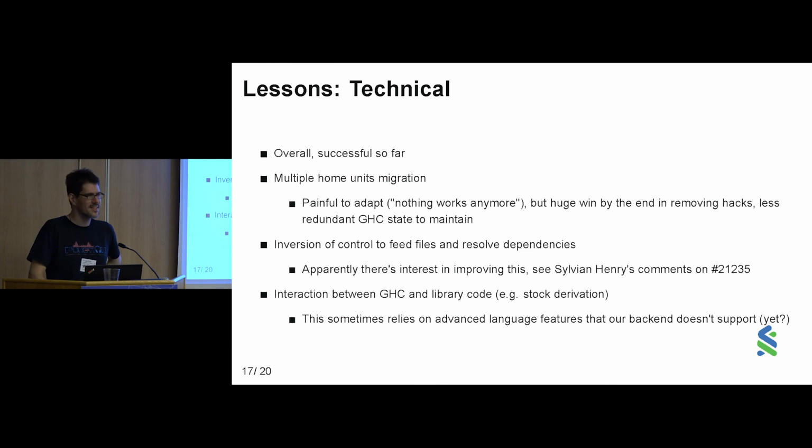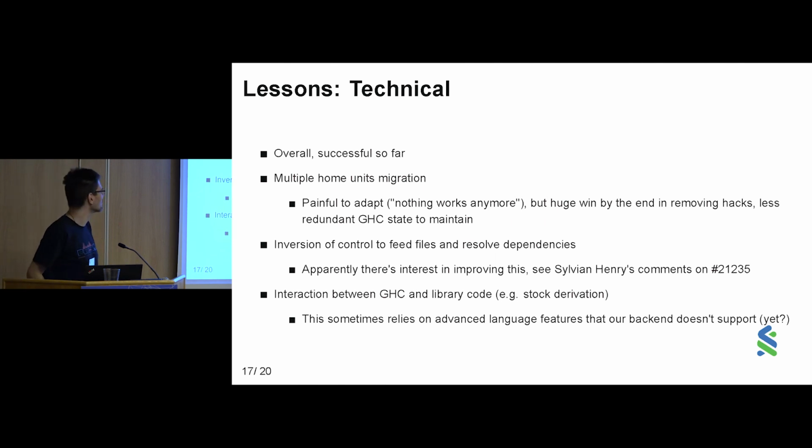On the technical side, I think the project is successful so far. Like I said, we can compile non-trivial programs. There are some situations where there's a big watershed change inside GHC that's painful to adapt to. The multiple home units migration was one where suddenly nothing worked and we couldn't compile anything. We couldn't compile our compiler, and for deep reasons it turned out. But then it turned into a huge win by the time we were finished with it, because the reason we couldn't compile our compiler anymore was because it was doing all kinds of evil hacks that were not needed now that we have multiple home unit support.